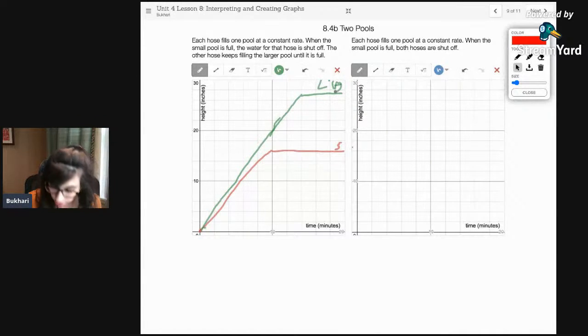And so you want to use that to help you create your 2 graphs in this situation, right? In this case, each hose fills one pool at a constant rate. When the small pool is full, both hoses are cut off. So what does that represent? And how can you use that to help you graph?